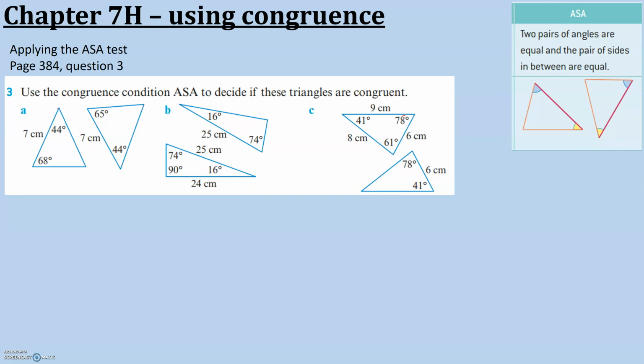All right, let's have a look at our angle side angle test for triangle congruency. Now, if you have a look up at the top right hand corner of the screen, you'll see a description of this rule. What we're looking for is one pair of sides matching and the angles at either end of that side.